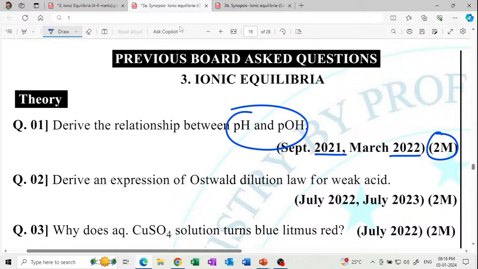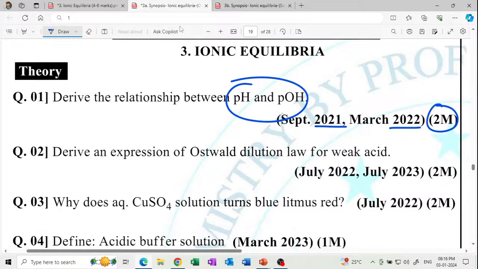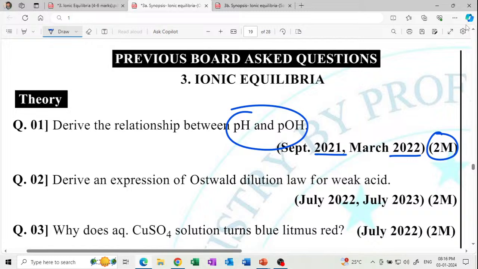Next is: derive an expression of Ostwald dilution law for a weak acid. Ostwald dilution law. Derive the relationship of the Ostwald dilution law for weak acids. I will show this here also.